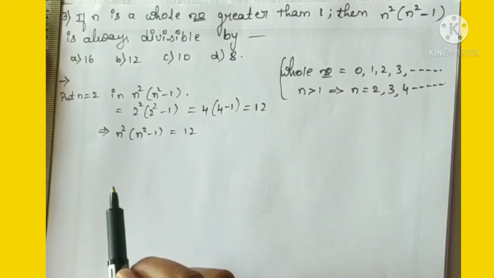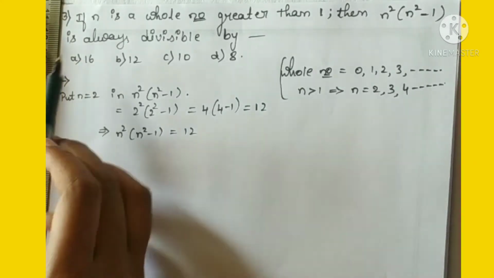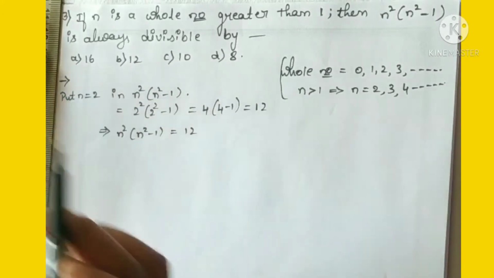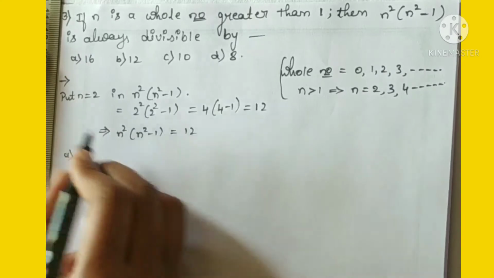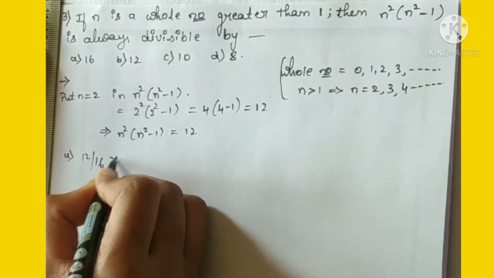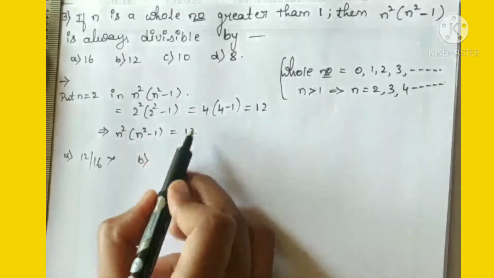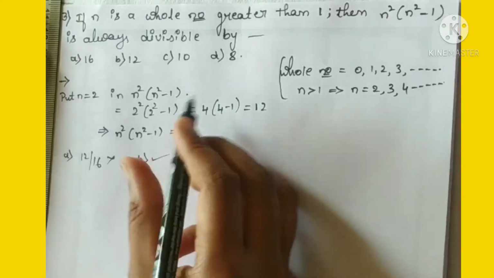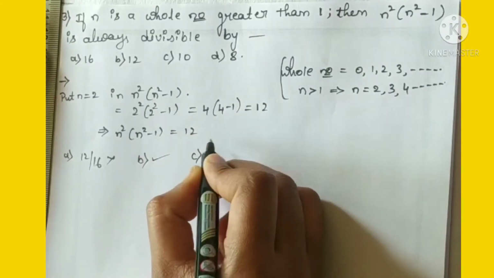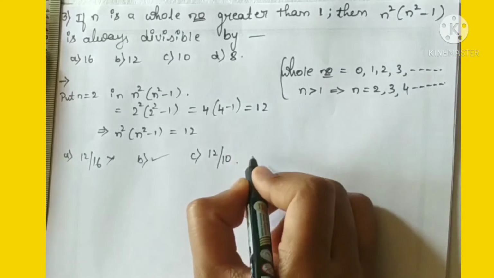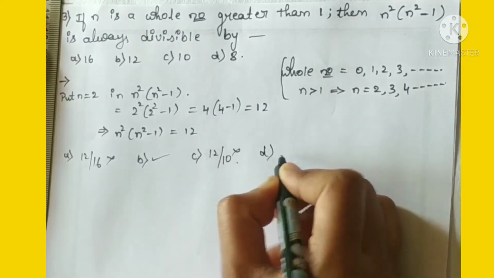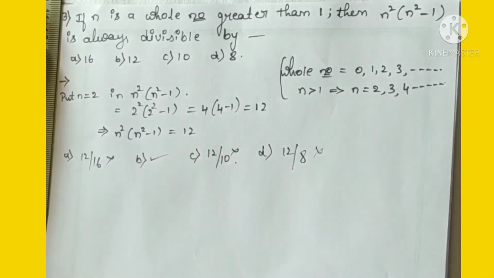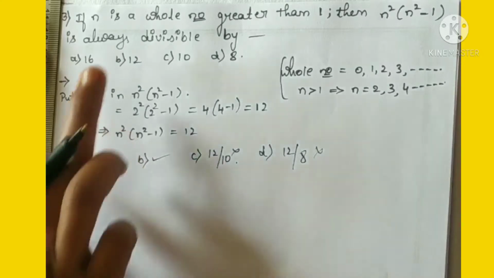Here if you observe the options, 12 is not divisible by 16, so option A is not correct. Next, option number B. 12 is divisible by 12, so option B is correct. Option C, it is also not divisible by 10, so it is also not correct. Then option D, it is also not exactly divisible, so it is also not correct answer. So here it satisfies option B.